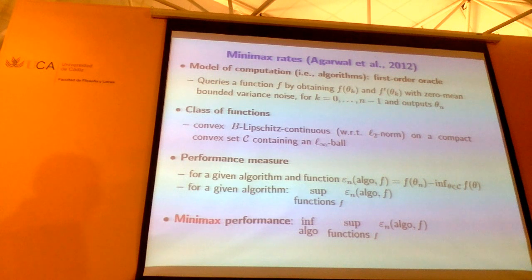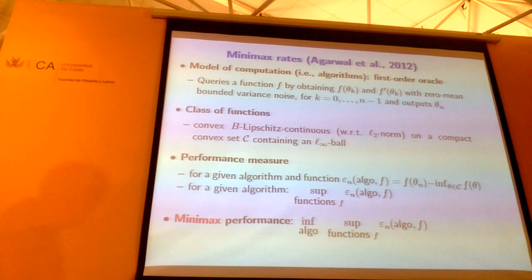The rule that we need to consider here is I'm allowed to query a function and a gradient plus some noise. This corresponds to the stochastic gradient. You need to define a class of functions. We consider non-smooth functions on a convex set. And as a performance measure for an algorithm on a function f, I consider the value at step n minus the best possible value.